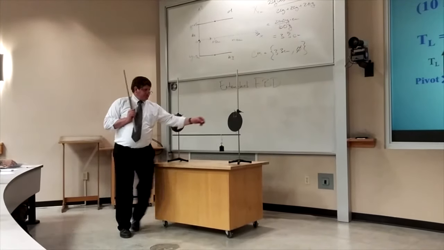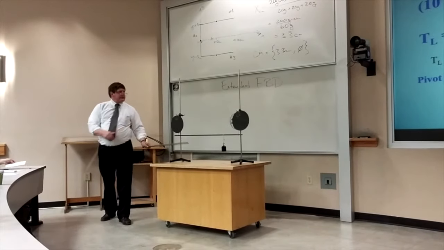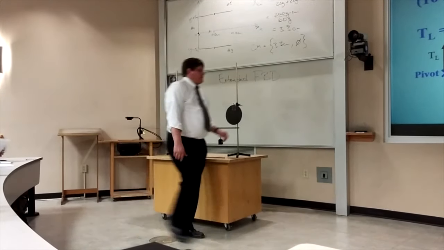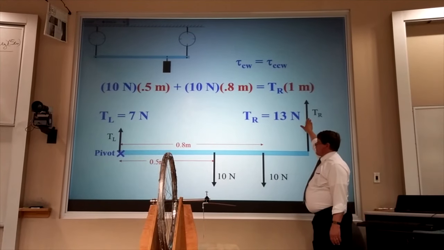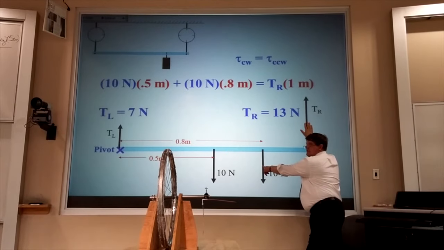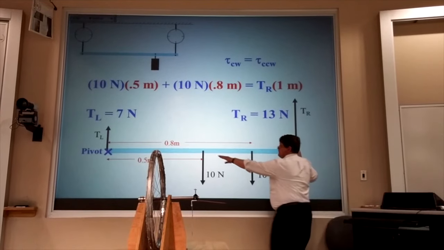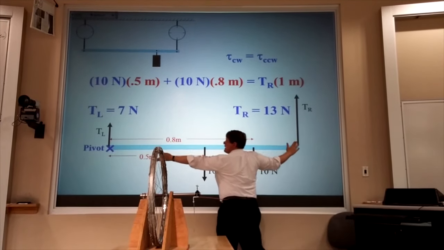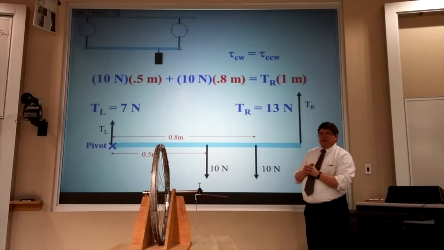Okay. What I've got there is 7 newtons and 13 newtons. Okay? 7 and 13. Now, I could have chosen this point as my pivot, in which case this would give me 0 torque. This would give me a clockwise or counterclockwise torque about this pivot. Counterclockwise, this would be counterclockwise, and that would be clockwise. Okay? So either way you want to do it.